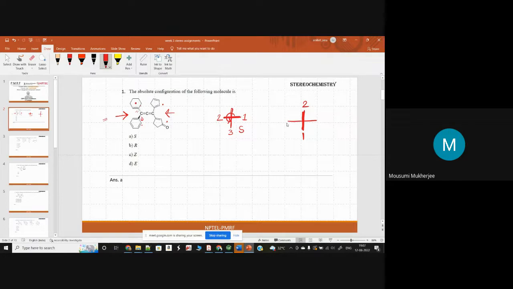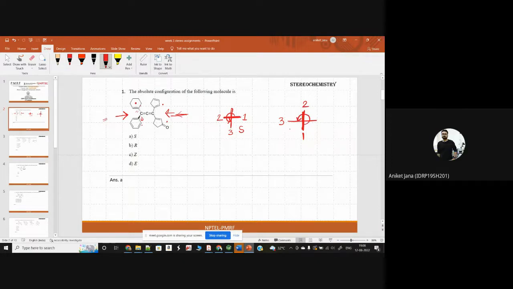So what is the question? If we are viewing from this side, then what will be the orientation of this side? Will the phenyl ring be on the right or left? Viewing from this side. Sir, above the plane, that is this side, no? That will be the left side. Left side, yes. So, one, two, three.